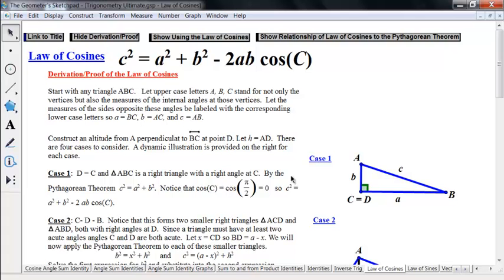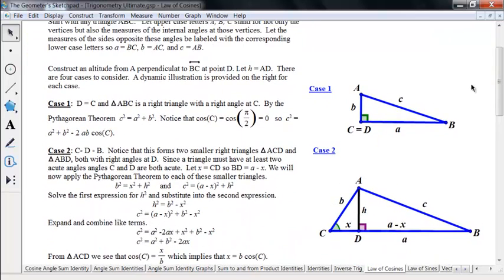And there are going to be 4 cases to consider, and we have a dynamic illustration on the right for each case. So case 1 is where D actually equals the point C. So when we draw this perpendicular, we see that we actually have a right triangle here.